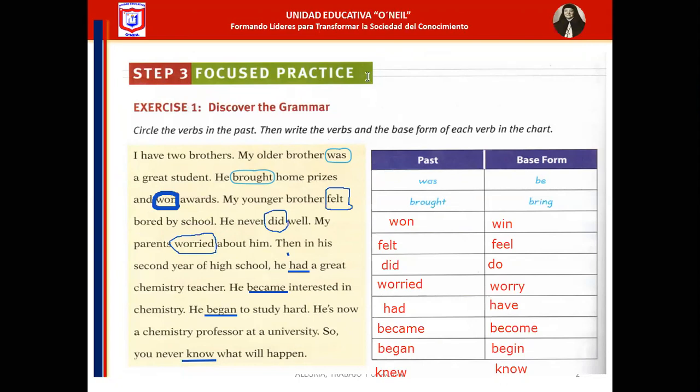Ok, I erase, voy a borrar, copien rápido. You copy quickly, please. You have 2 minutes to copy. Los que no han copiado, 2 minutos. Y seguimos. Ok.